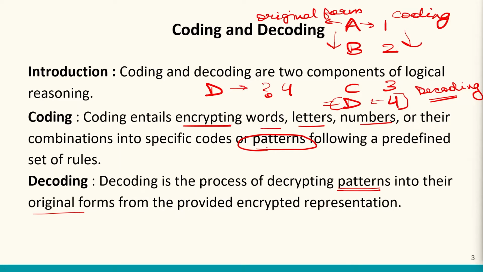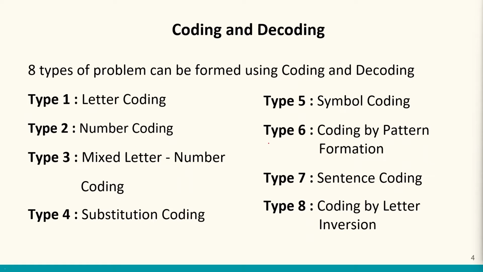Let us understand this concept in a better manner with the help of examples, segregating them into 8 types. So 8 types of questions can be formed in coding and decoding. The first one is letter coding, also known as alphabet coding. The second one is number coding. Then mixed letter and number coding, in which we have alphabets and numbers. Then we have substitution coding, in which we substitute a word with another word.